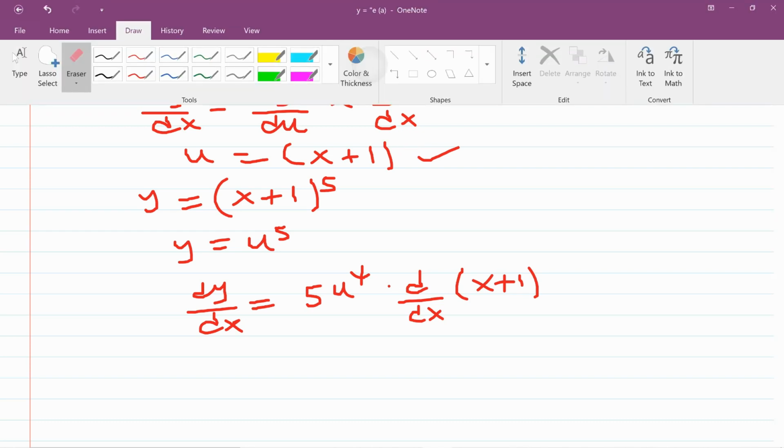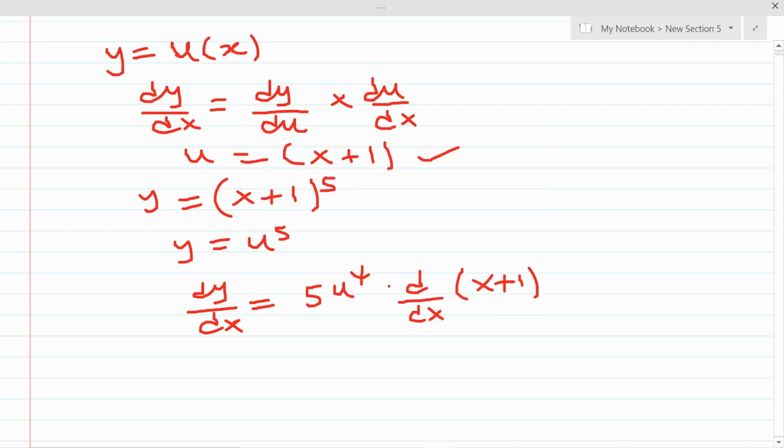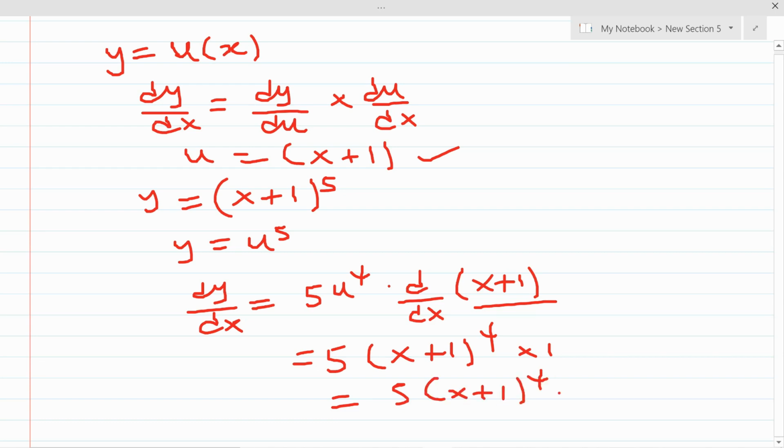That is what we did in our previous video. This will give me 5 times (x plus 1) to the power 4, and when you differentiate x plus 1 with respect to x, you get 1. So you get 5(x plus 1) to the power 4. This is what you will get from what we call the chain rule. Now we are going to employ the same idea in differentiating implicitly.